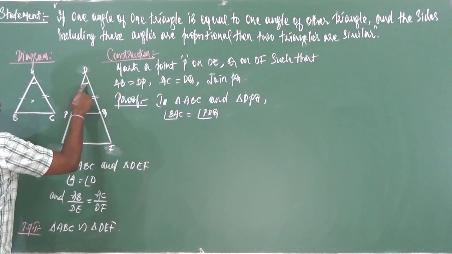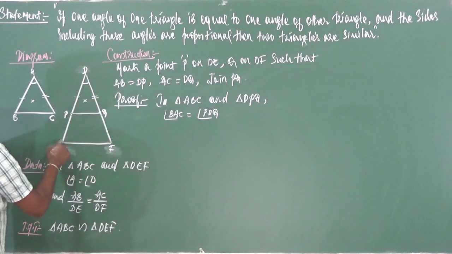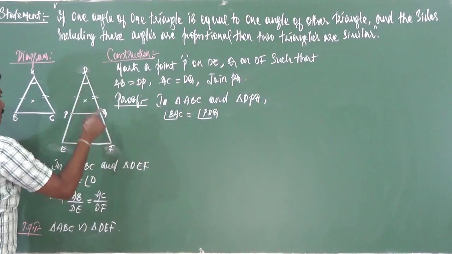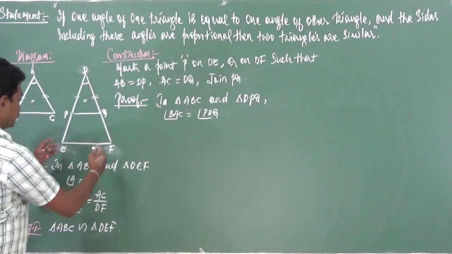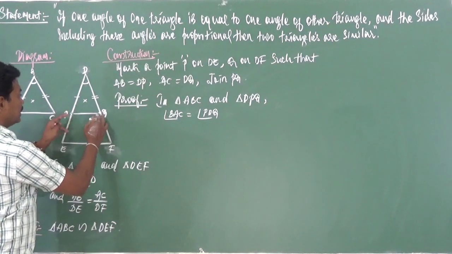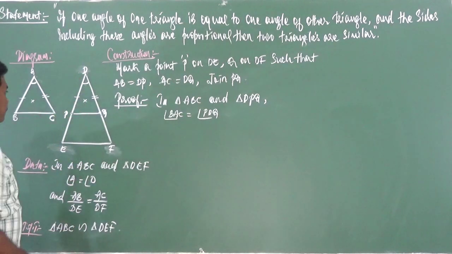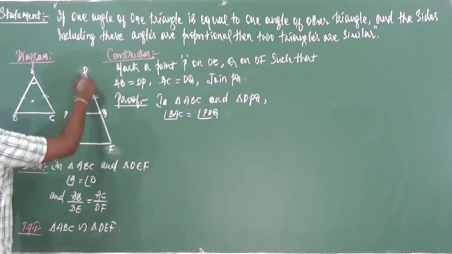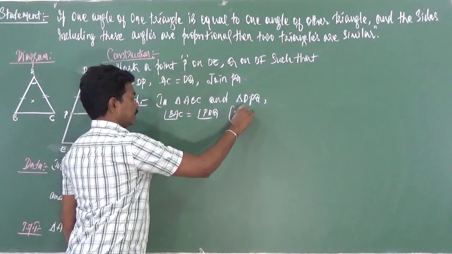So here angle D is common for this triangle as well as this triangle. So angle EDF is nothing but angle PDQ. Vertex doesn't change. The length of the sides containing the angle becomes less, that's all. But the vertex remains same. So therefore angle BAC is equal to angle PDQ. So this is according to the data.